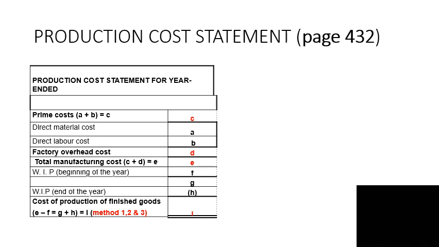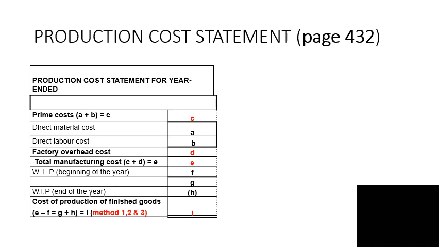An examiner might give you the prime cost and the direct labor cost. You need to calculate direct material. If the examiner gives you prime cost and the direct material cost, you have to calculate the direct labor cost. Sometimes you are given nothing, so you have to calculate direct material, you have to calculate direct labor, then you also calculate prime cost.